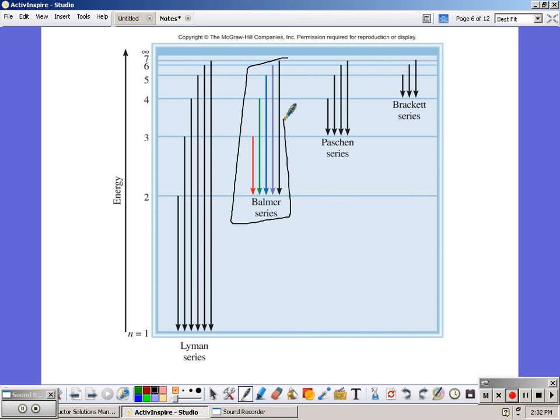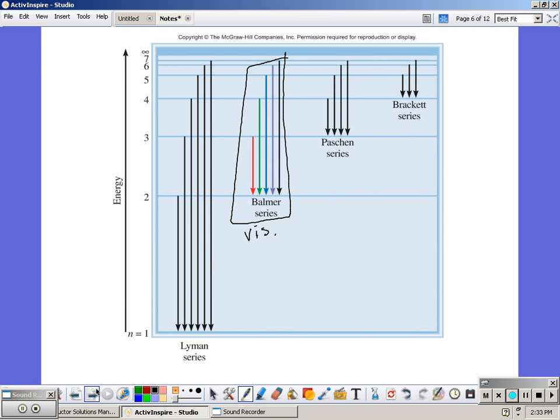visible spectrum. So when our electron falls from the third to the second energy level, we're going to see a red colored light. When it goes from the fourth to the second, we're going to see a green colored light, so on and so forth. So that's why that one we usually focus more on than the other three, just because we can see it.